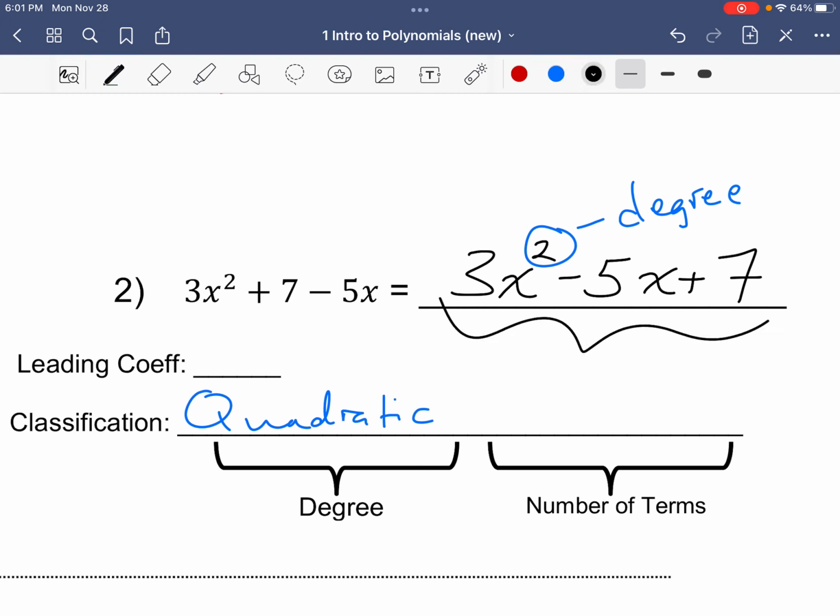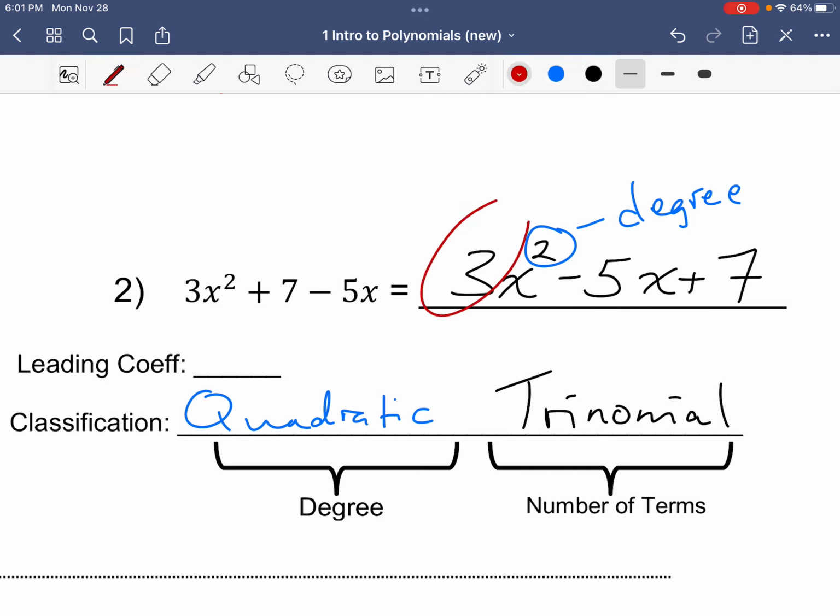How many terms do we see here? 3 terms. So it's a trinomial. Specifically, a quadratic trinomial. And don't forget about the leading coefficient. It would be +3.